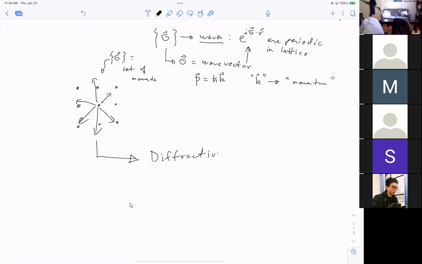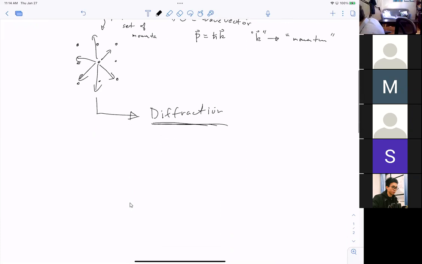And we will soon discuss. So you will see why this picture that I just described is actually a very intuitive picture, which comes from diffraction, although it might not seem intuitive right now. So, okay, now let's talk about diffraction.